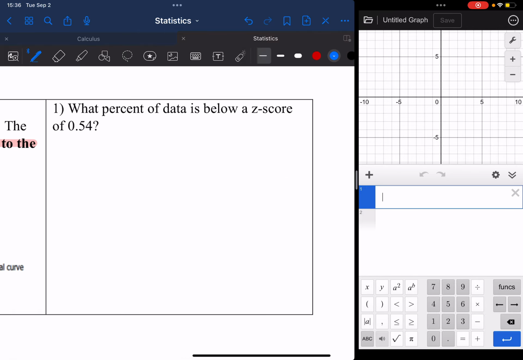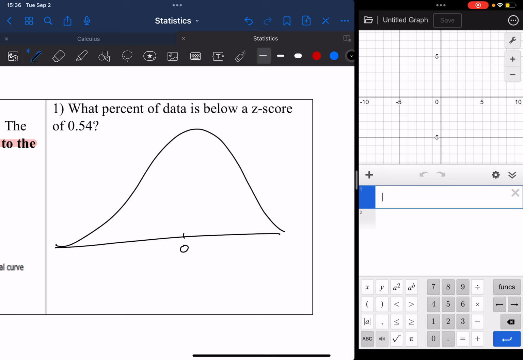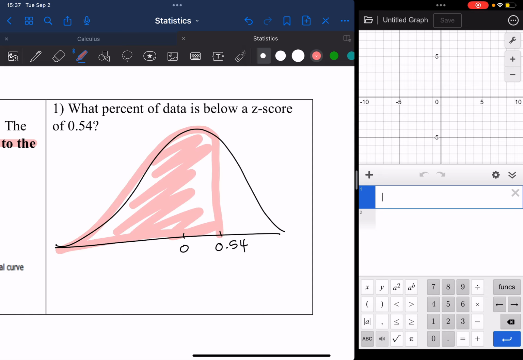It says what percent of data is below a z-score of 0.54. So here is my normal curve. Here is 0. I know 0.54 is in the positive direction, and I want everything below. So that would be everything to the left. So that is this entire shaded region.